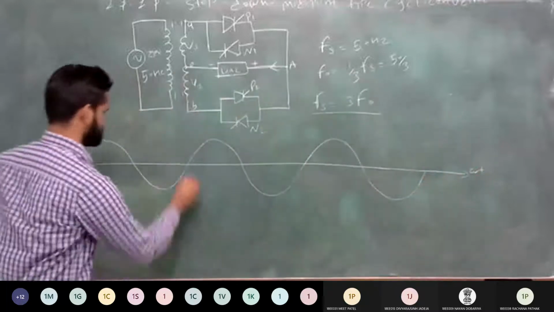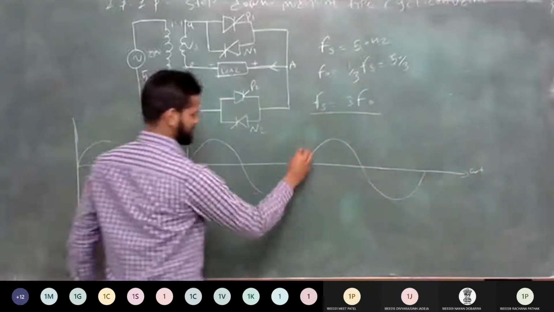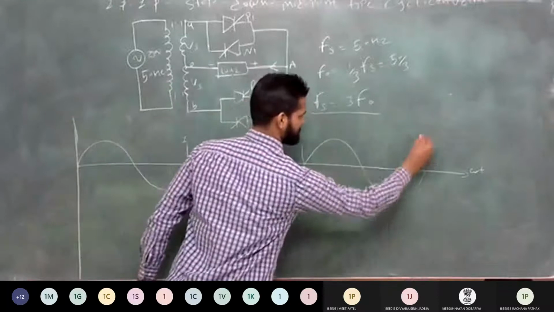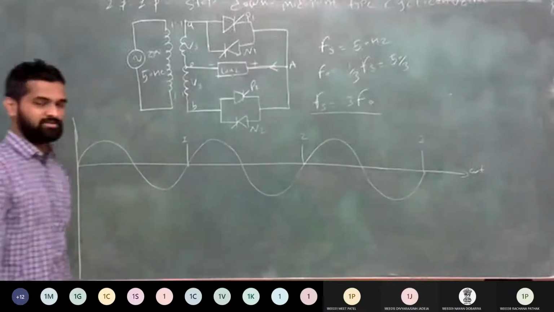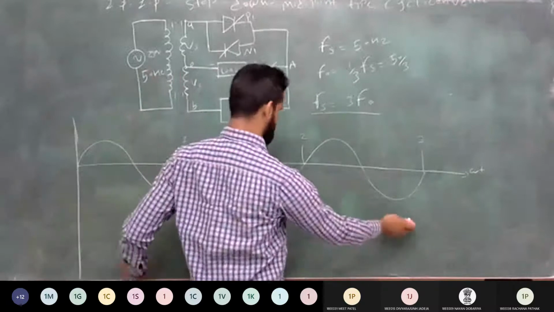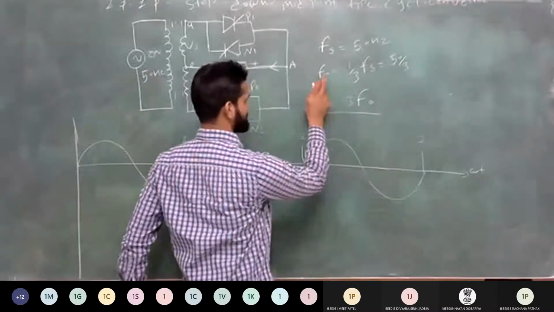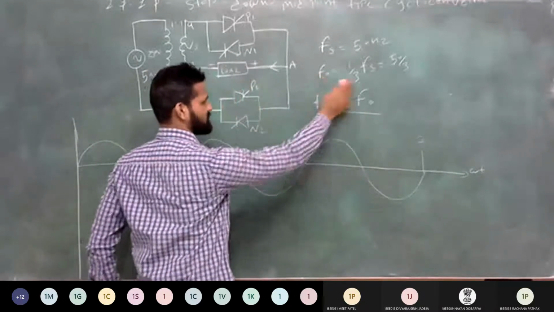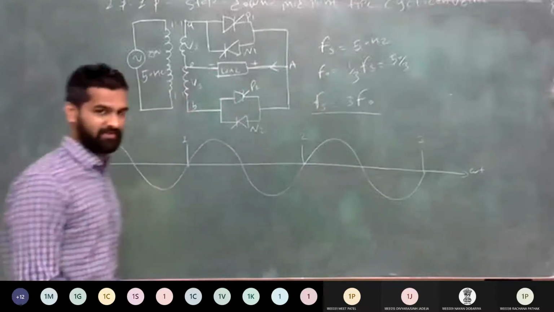So this is the 3 cycle, first, second and third. In these 3 cycles of your 50 Hz supply, we get only 1 cycle at the output side. So that's why we call the output frequency 1 by 3 times Fs.